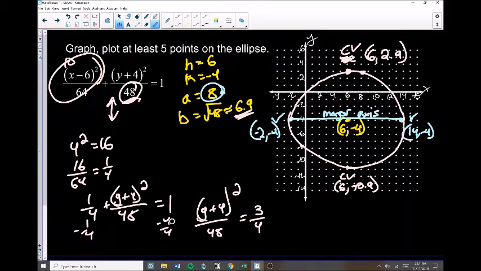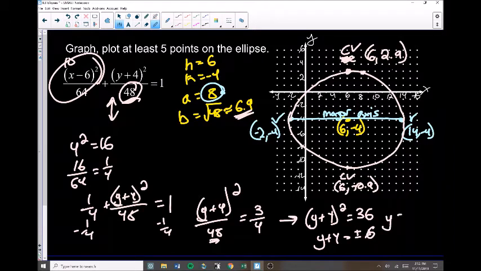This is supposed to be a 1/4 right here. It looks kind of weird. Multiply both sides by this 48, and that becomes 36. So we get (y plus 4) squared equals 36. Square root both sides, and y plus 4 equals plus or minus 6. Come on, computer, keep up. Subtract the 4 from both sides. We'll get that y equals either -6 minus 4 is -10, positive 6 minus 4 is 2. So this is actually the point 10, 2, and the point 10, -10.